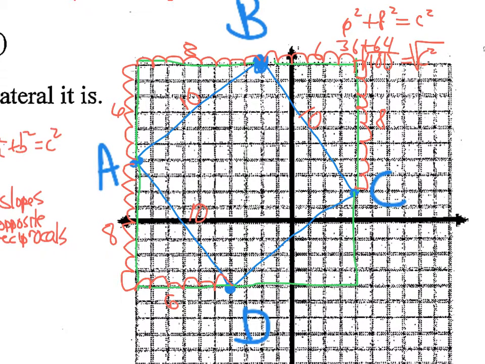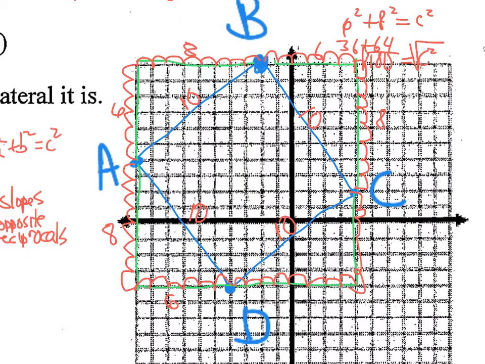The last side is 1, 2, 3, 4, 5, 6, 7, 8 by 2, 3, 4, 5, 6. So it's also 8 by 6, which means that last diagonal length is also 10. So therefore, I have the supporting evidence that all of those sides are equal.